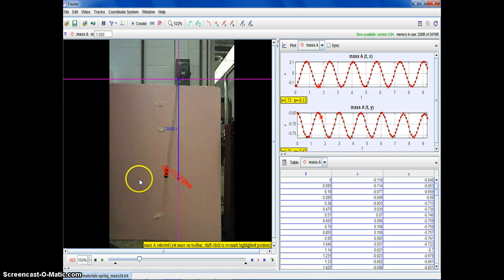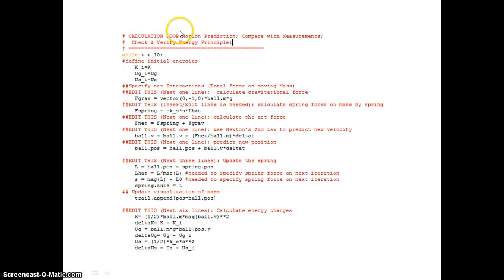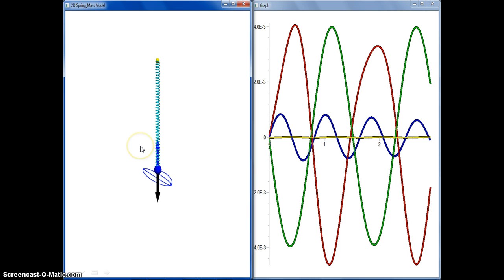The video was put through Tracker and modeled and plotted. So here we have the X position plot, the Y position plot, a spreadsheet of the data, and the actual video itself. And subsequently, using the equations from the second slide from earlier, that data or a computerized model can be built to create a simulation of the motion.